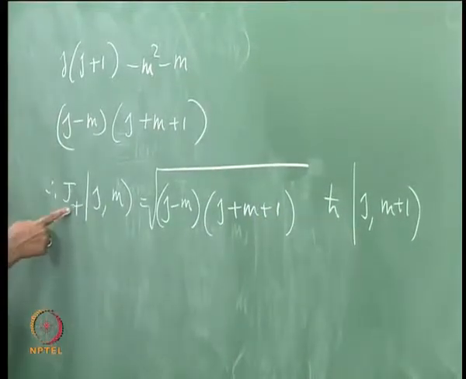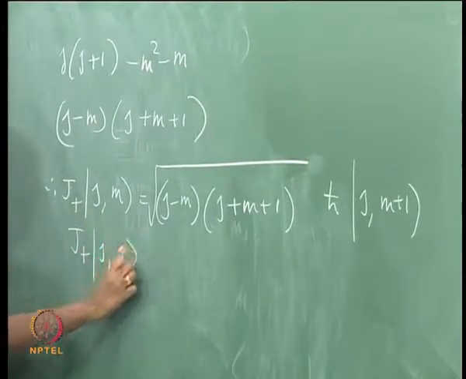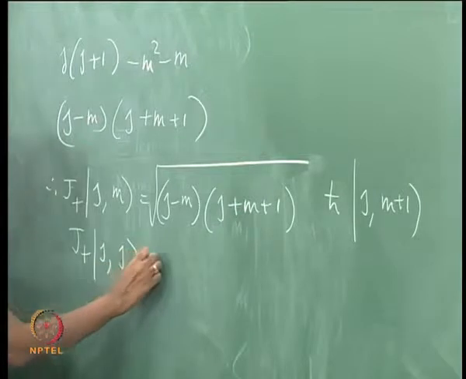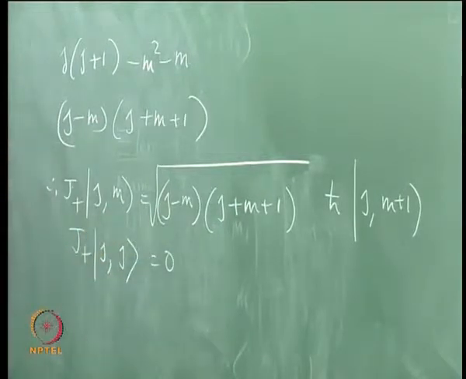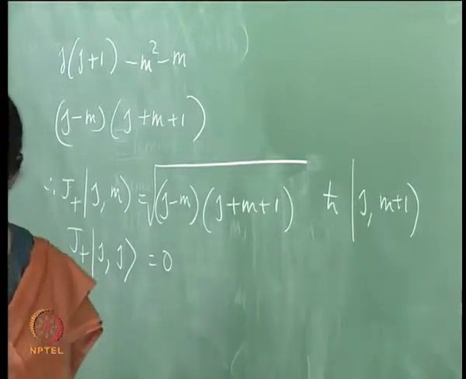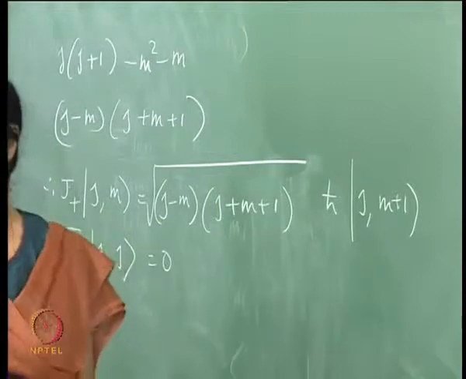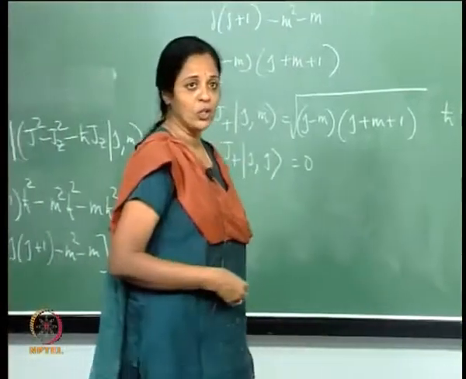It is clear therefore that when J plus acts on the state |j, j⟩, which is the maximum value that m can take, that gives me 0, which is consistent with what I wanted, that |j, j⟩ was the uppermost state that I can have, and J plus cannot raise the m value beyond that.